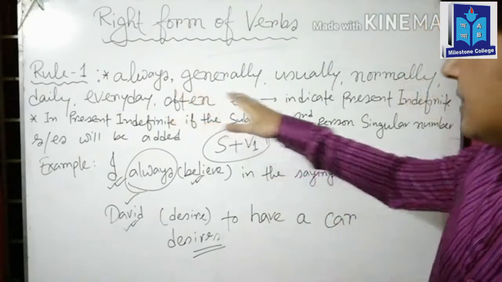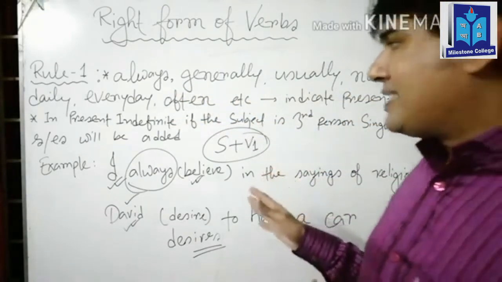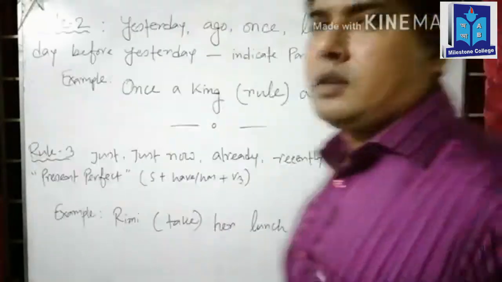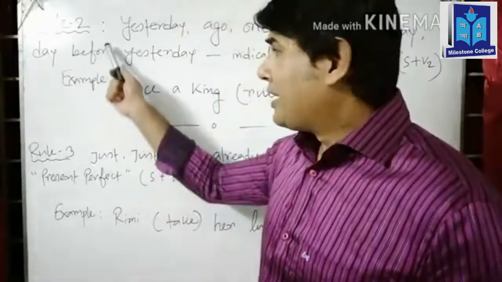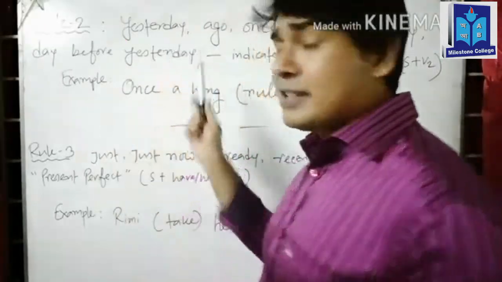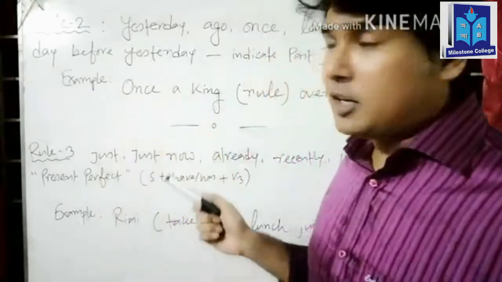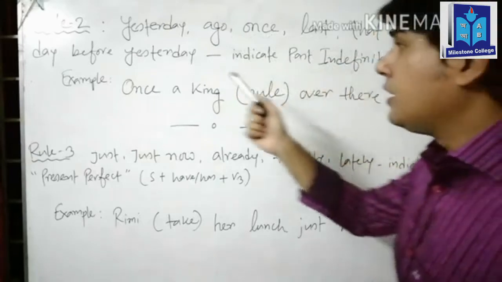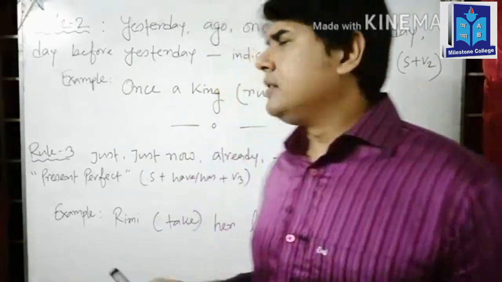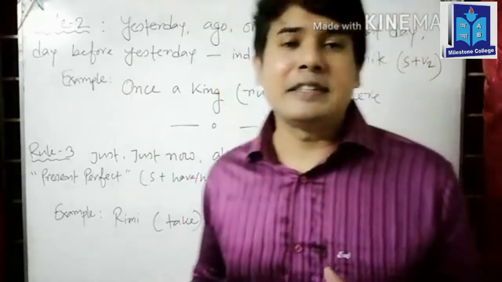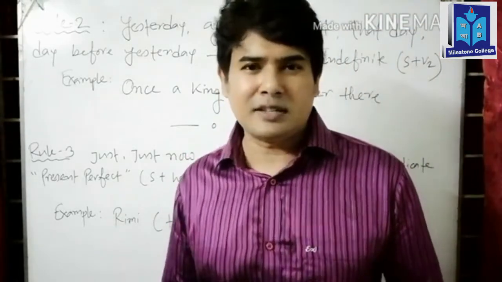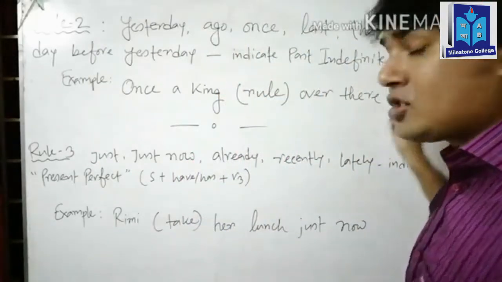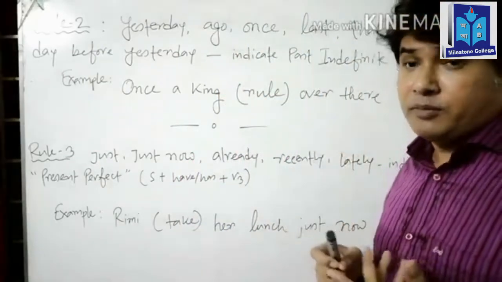If we get these adverbs, or if the subject is in third person singular number, we always have to keep it in mind. In our second rule, there also you get some adverbs. Let's see those adverbs: yesterday, ago, once, last, that day, day before yesterday. These kinds of adverbs indicate that the sentence is past simple or past indefinite tense, and the structure of past indefinite tense is very simple. After the subject, you have to give the past form of the verb.